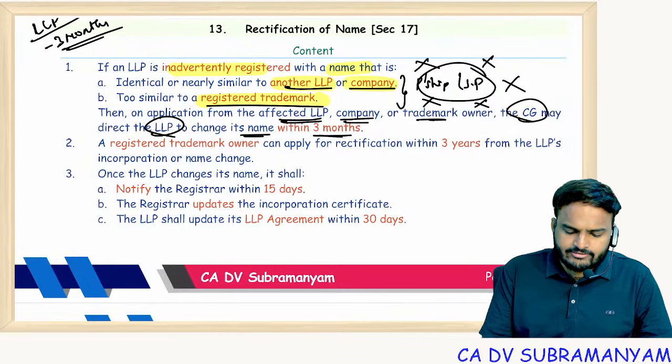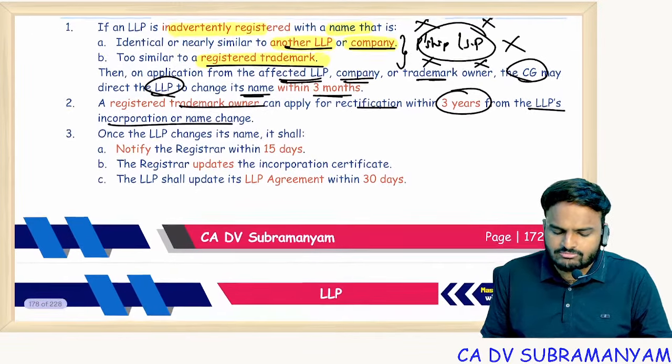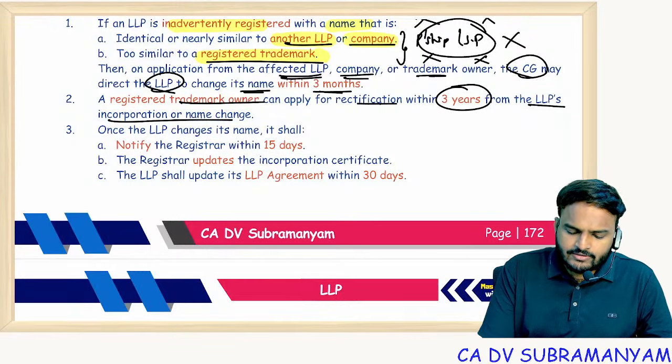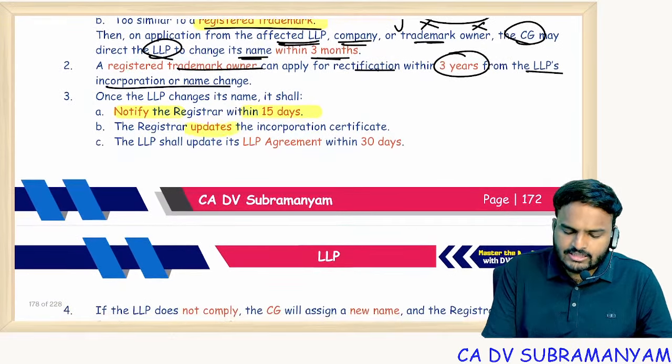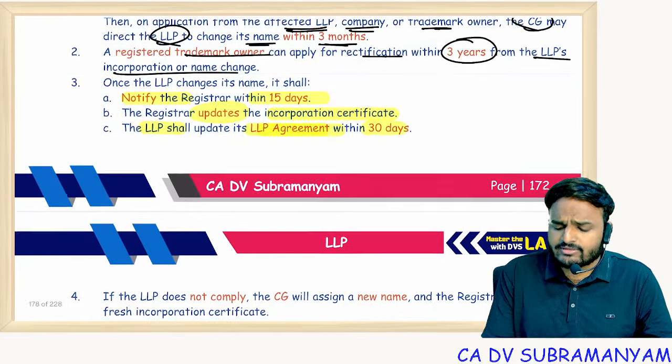A registered trademark owner can apply for rectification within 3 years from the LLP's incorporation or name change. Once the LLP changes its name, notify the registrar within 15 days. The registrar updates the incorporation certificate. The LLP shall update its LLP agreement within 30 days.